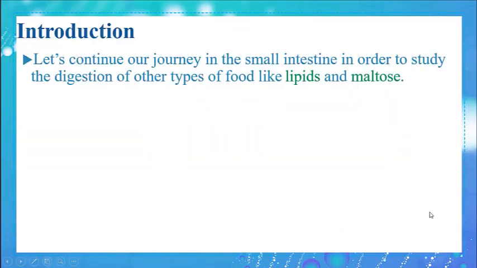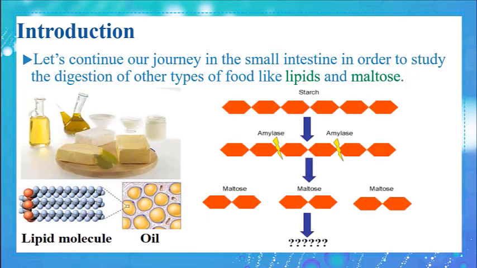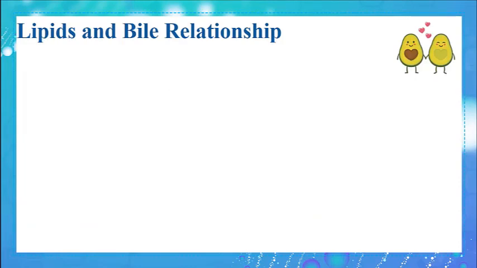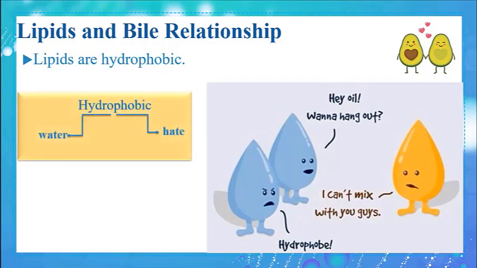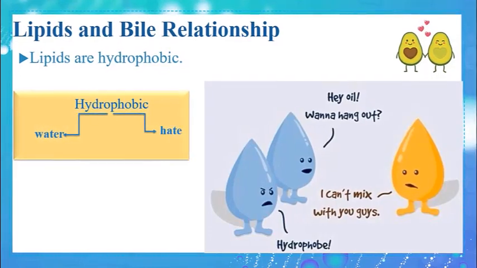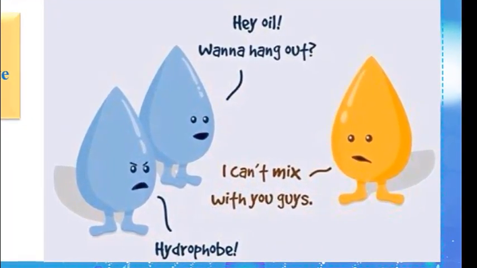Let's continue our journey in the small intestine in order to study the digestion of other types of food like lipids and maltose. Before we start with experiments, let's get to know the relationship between lipids and bile. So lipids are hydrophobic. Hydro is related to water, phobic means hate. In other words, there's no way lipids and water will mix.